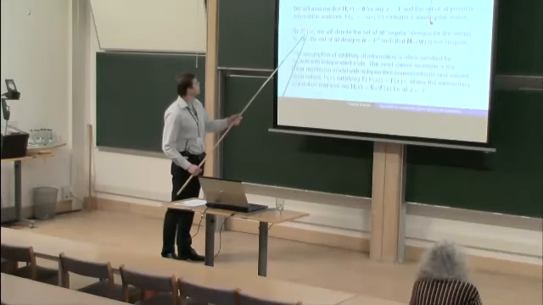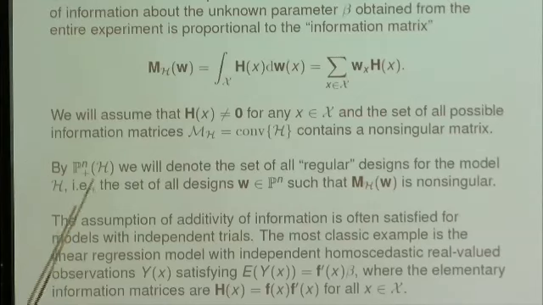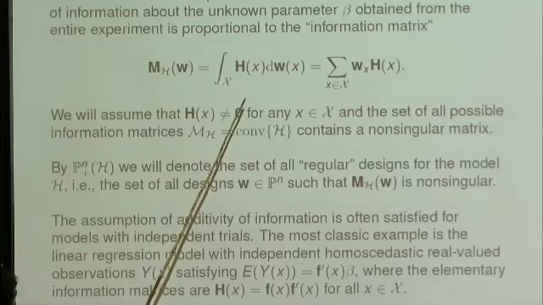By P_n^{+h}, I will denote the set of all regular designs. These are such designs that the corresponding information matrix is not singular. This crucial assumption of additivity is often satisfied for models with independent trials. The classical case, of course, is the homoscedastic real-valued linear regression model of this form.